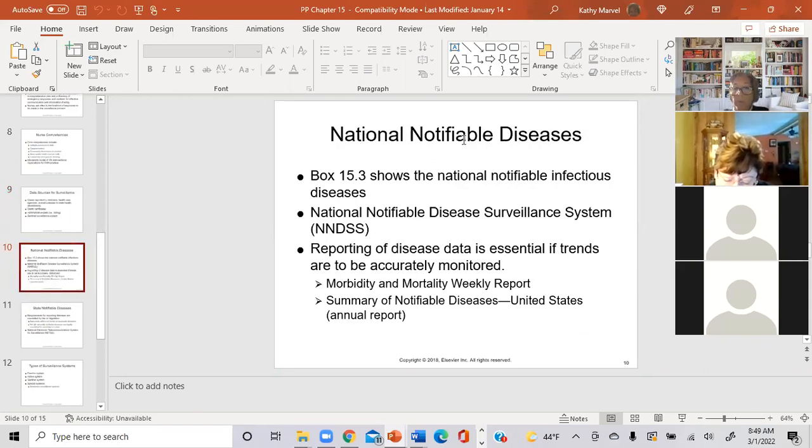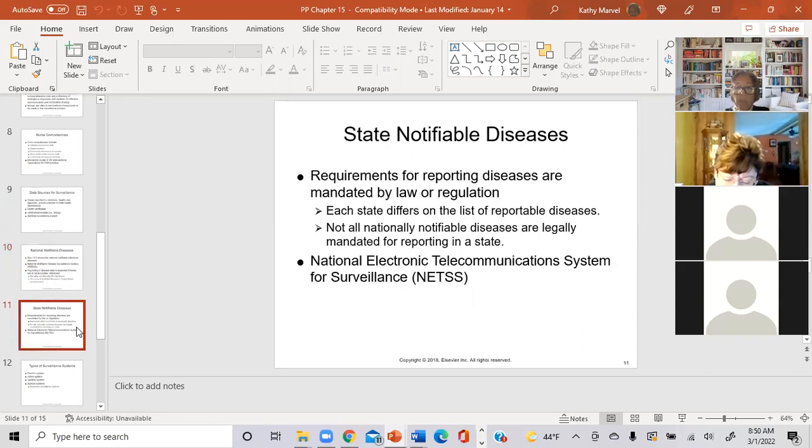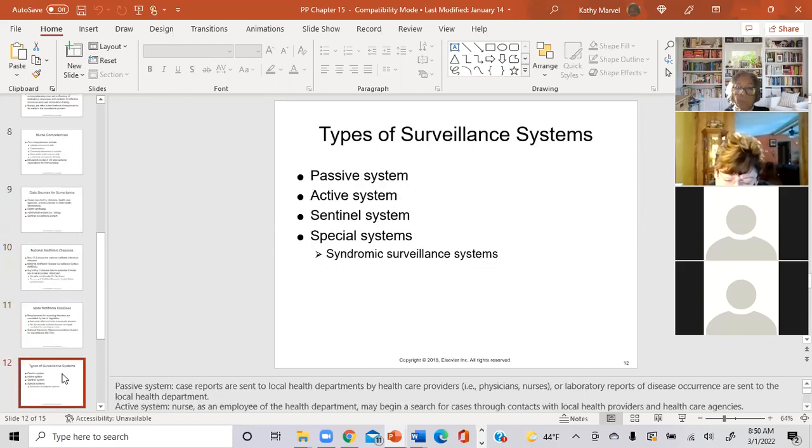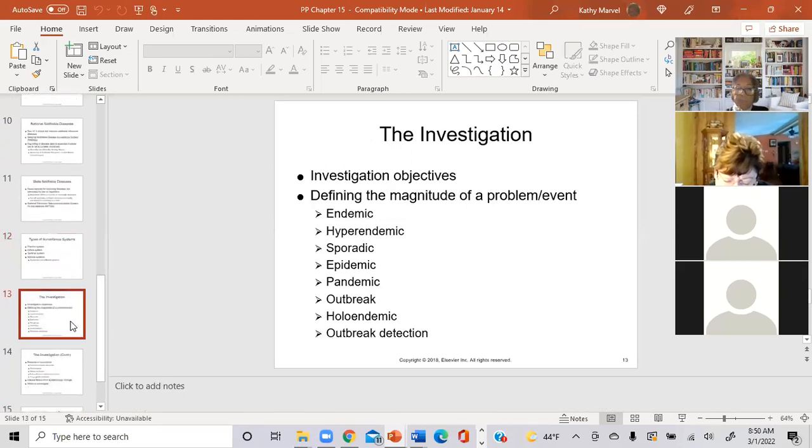What are reportable diseases, national notifiable diseases? I know within the schools that we had a whole list of reportable diseases, right? Such as, let's say for preschools, it was chickenpox. We have to report pertussis. We have to report HIV. There are certain things that there's a national database of reportable diseases. And then the state has its database. Okay, and here's our types of surveillance systems. Okay, so we'll go through that. How do you do an investigation?